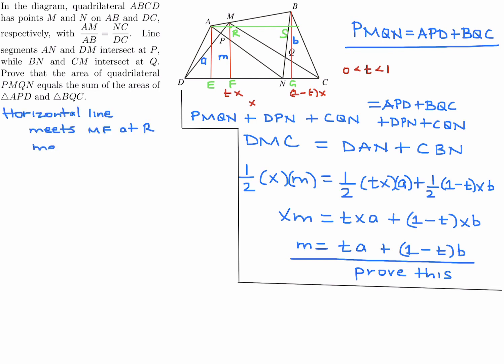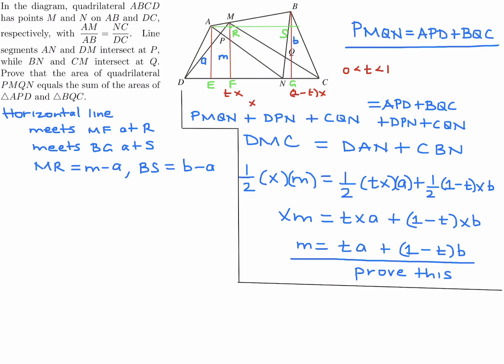and it meets BG at S, and I have labeled that as well. So now that means the distance from M to R is basically the same as M minus A, right? This M minus A will give you that tiny little distance from M to R. And then in a very similar way, the distance from B to S, which is that distance right here, will be the same as B minus A. This B, that height, minus that height.